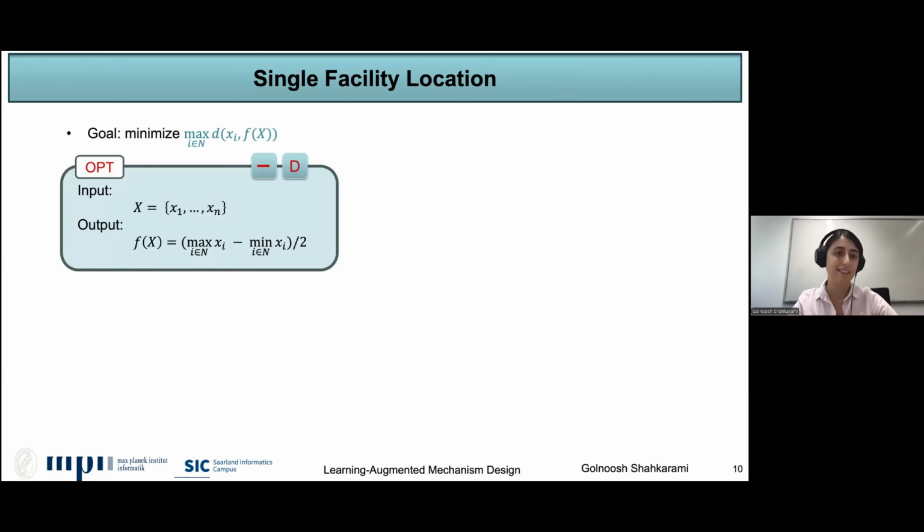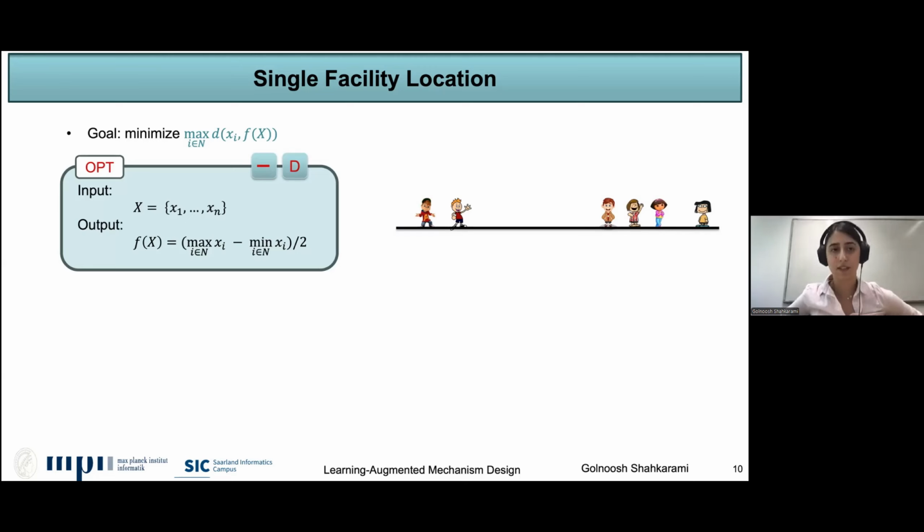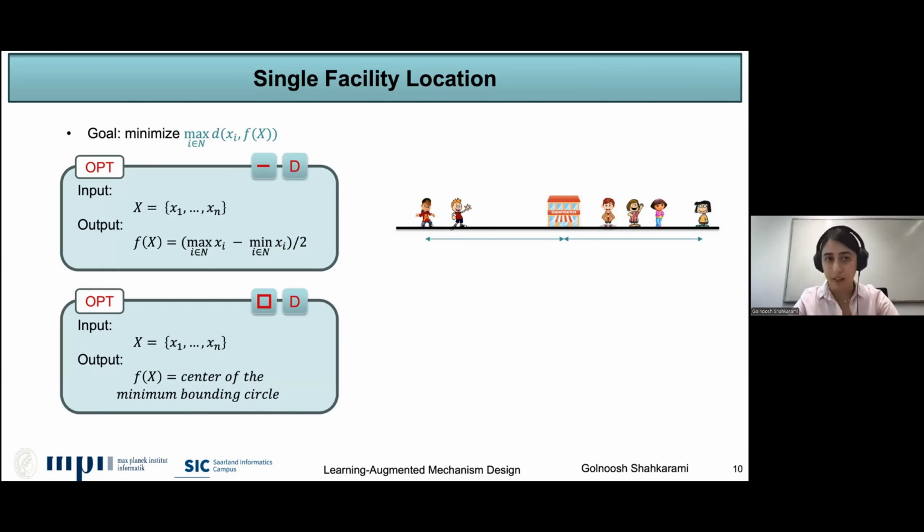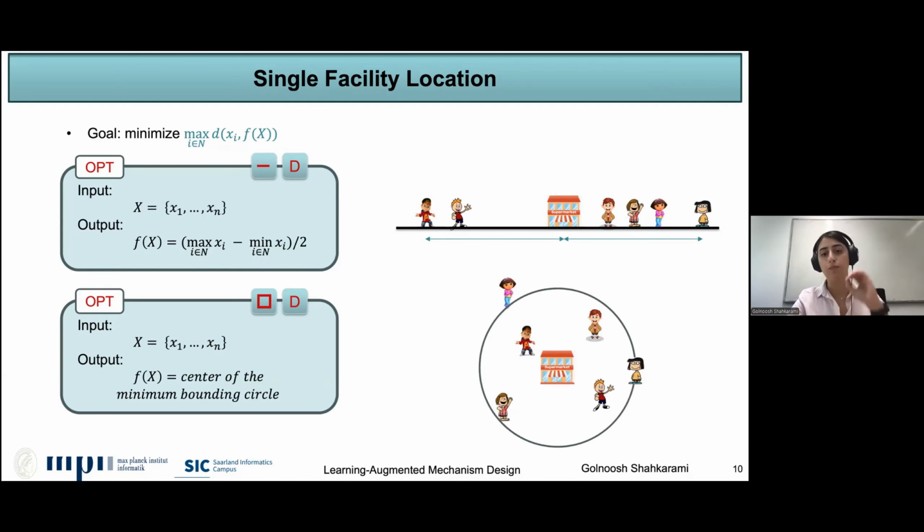Well, let's consider the line setting and the deterministic setting. So basically, we have a set of agents on the line, and we want to minimize the maximum distance. The optimum solution basically should put the facility location in the middle of the two extreme agents, the leftmost one and the rightmost one, to minimize this objective function. And in two dimensions, in the Euclidean plane, it's sufficient to consider the minimum enclosing circle and put the facility at the center of this circle.